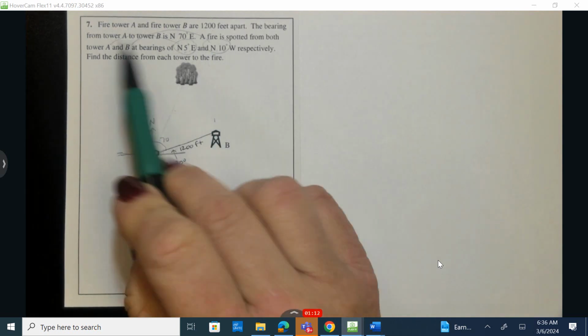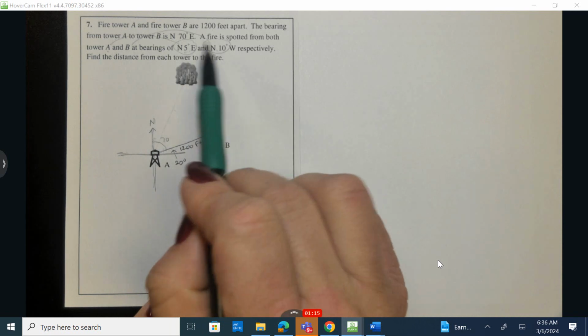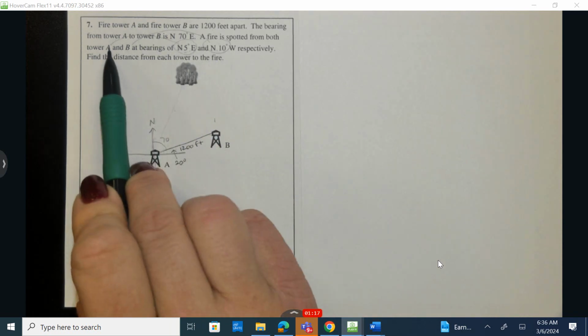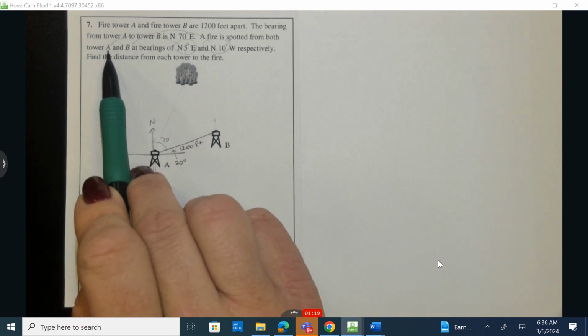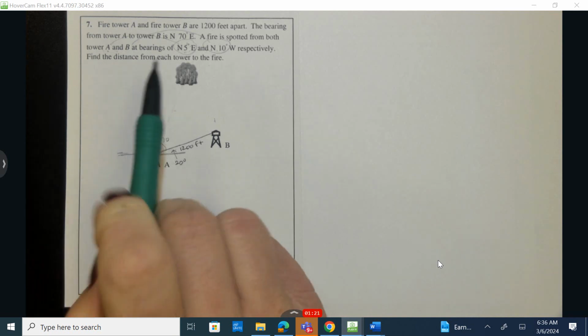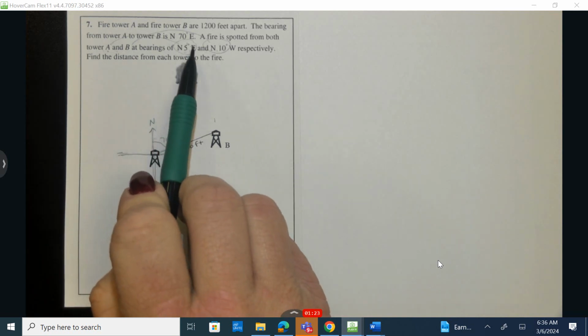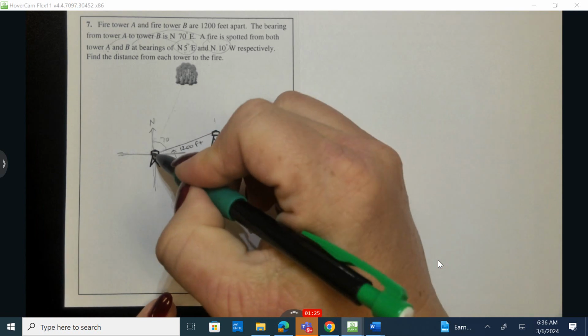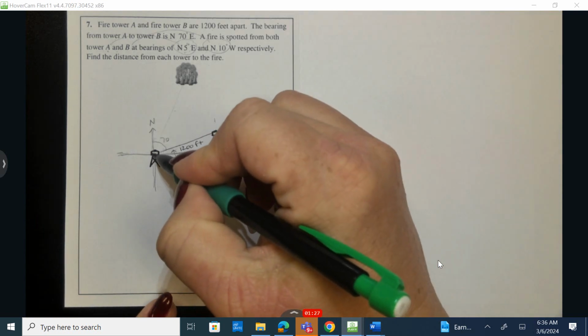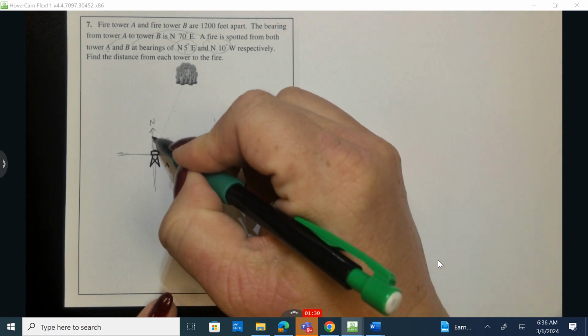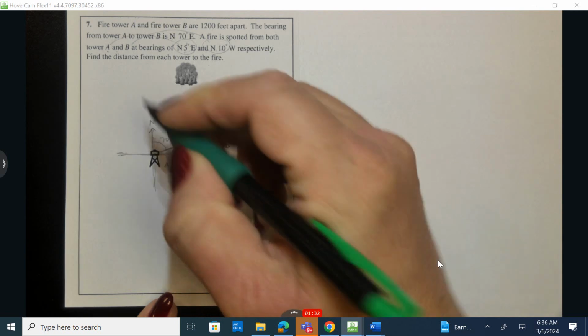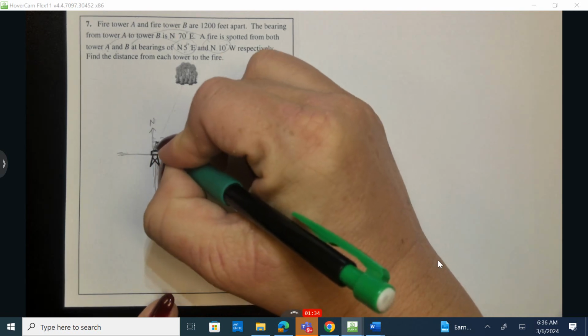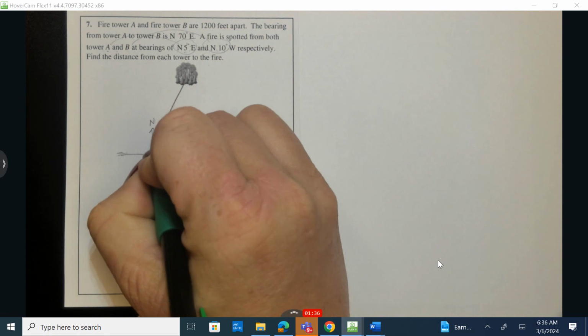A fire is spotted from both Tower A and Tower B at the following bearings. So let's go back to Tower A. At Tower A, again, think of this as the origin, and we're going to go 5 degrees east of north to get to the fire. That means I'm going to go directly up north and then swing to the east 5. So this measurement is 5.